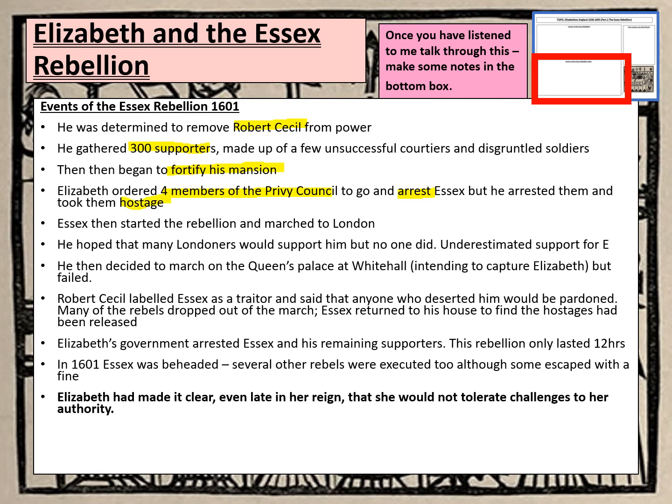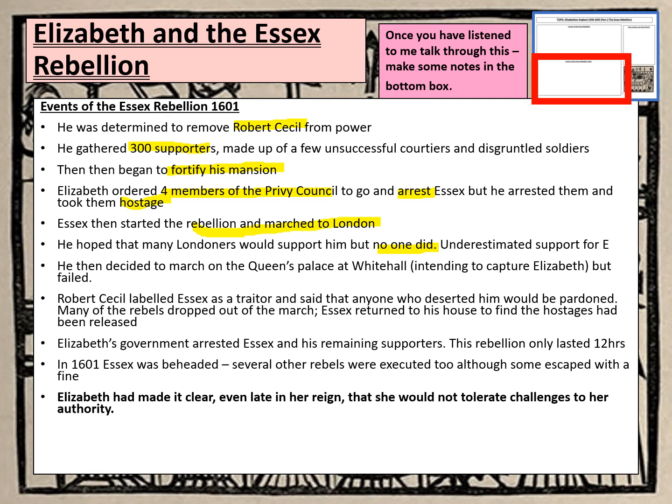And this was a signal to start the rebellion. So he began the rebellion and marched to London. He hoped that many Londoners would support him, but nobody joined his little band of men. He had underestimated how the people of the country felt about Elizabeth. They didn't really care about how he was treated when he got back from Ireland. They didn't really care that he was under house arrest. He was a popular figure, but not more popular than the Queen.